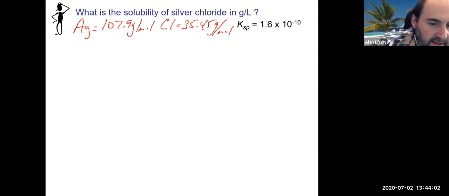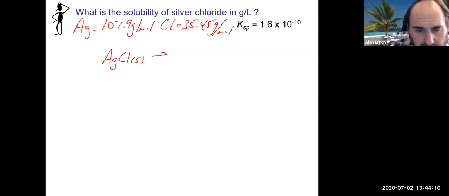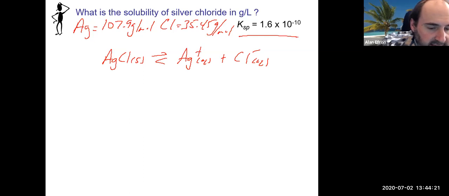Okay, so let's take a look. We're dealing with silver chloride. Again, our silver chloride here will break apart into silver ions and some chloride ions. And in this particular problem, we're just given the KSP, so you really should do an ICE table here.